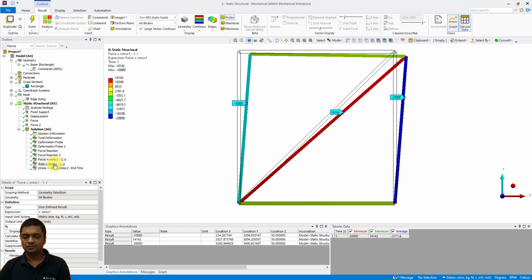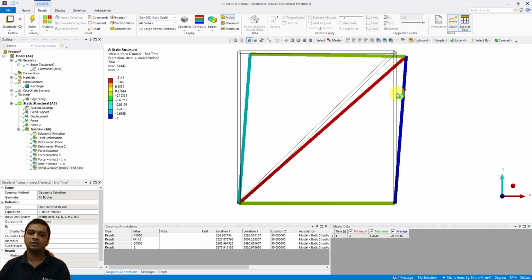We can also check the stresses. Just divide by the area of 10,000 square, and we have verified that it's matching with the ANSYS results, right? So we'll see the stresses also. If we probe here, it's minus 20,000 divided by 10,000 area, so we are getting the stress of 2 megapascal, right? So that was about the stress sections.